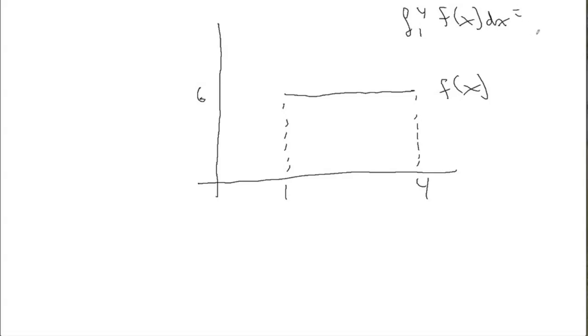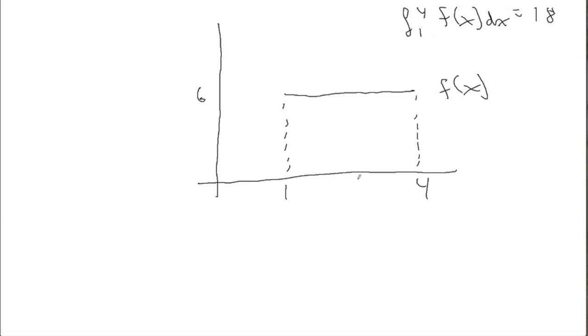What's this? This is supposed to be a horizontal line. So what would this be? 3 times 6, so 18. You didn't need any antiderivatives for that, did you? Nope. Because it's the area under the curve.